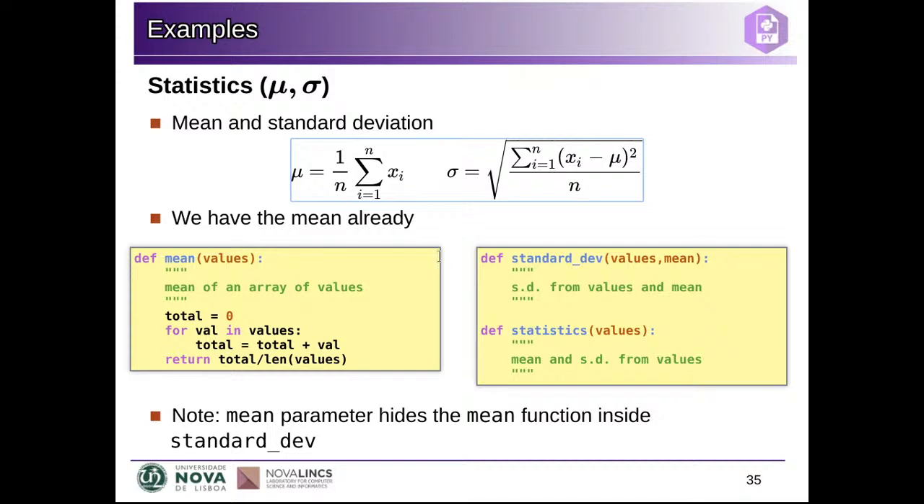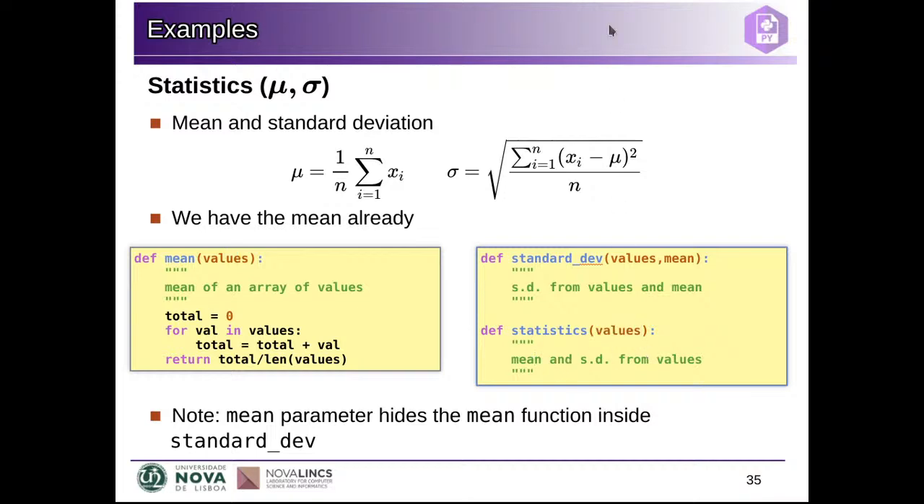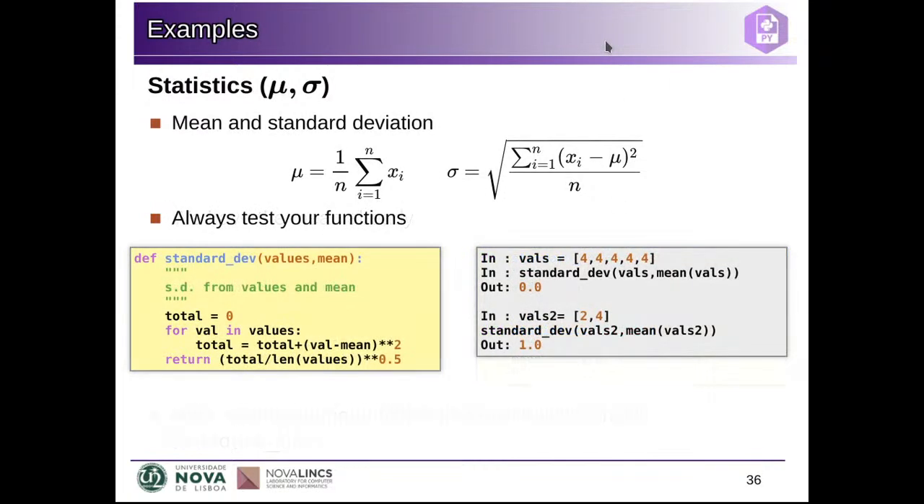encapsulate this into two functions. We create one to compute the standard deviation that receives the values and the pre-computed mean, which we can call mean in this function. It will hide this name that is outside the function, but it's not a problem because here it's an argument that already receives the computed value. And now we can create a function called statistics that receives the values and returns the mean and the standard deviation. So this is how we can compute.